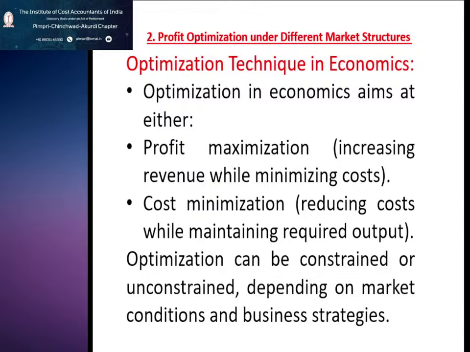So continuing with the optimization technique in economics. Optimization in economics aims at either profit maximization, increasing revenue while minimizing cost, or cost minimization, which means reducing cost while maintaining required output. Optimization can be constrained or unconstrained depending on the market conditions and the business strategies that are adopted by the organization.